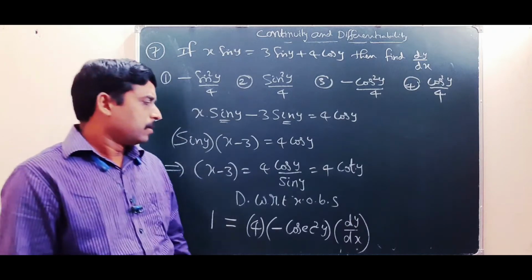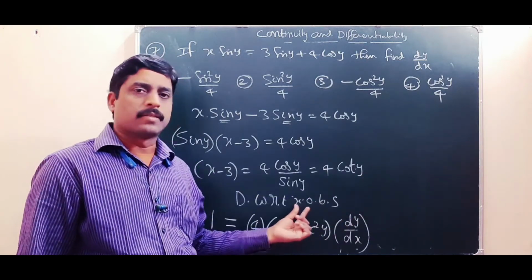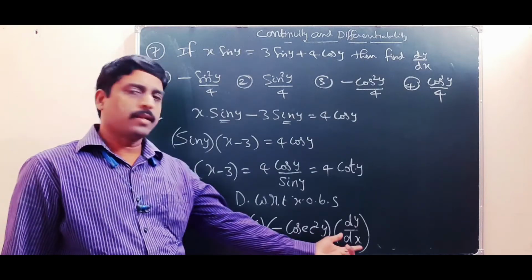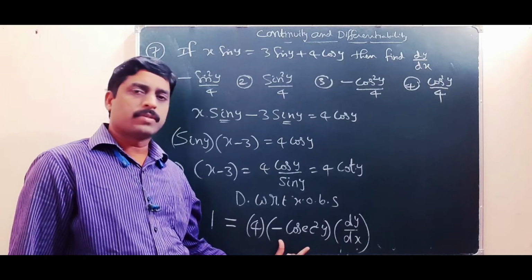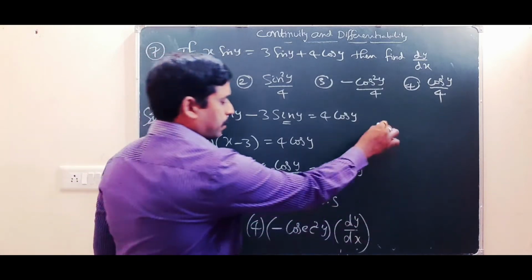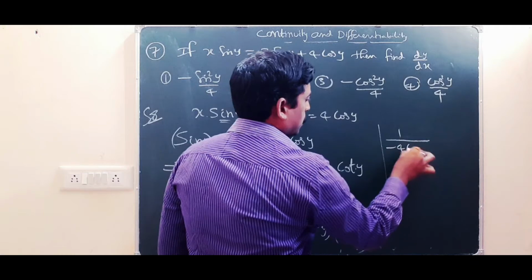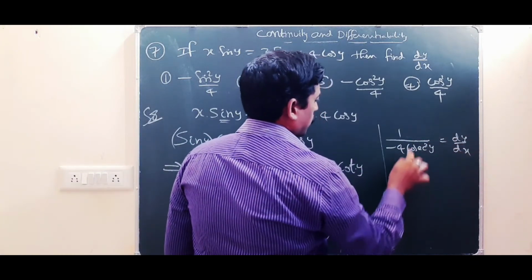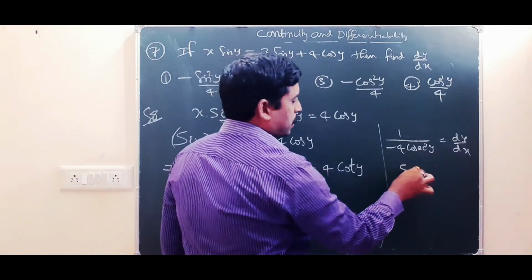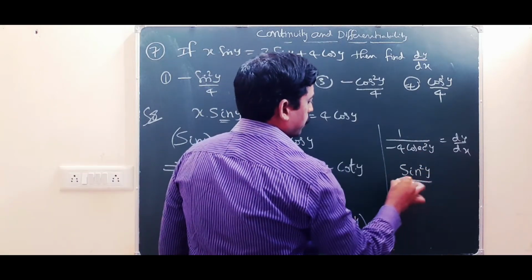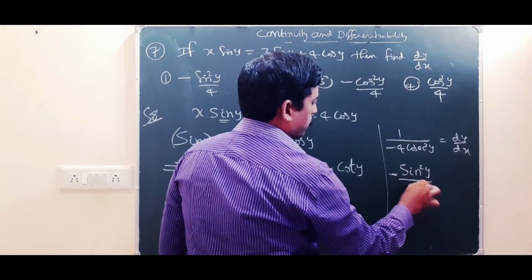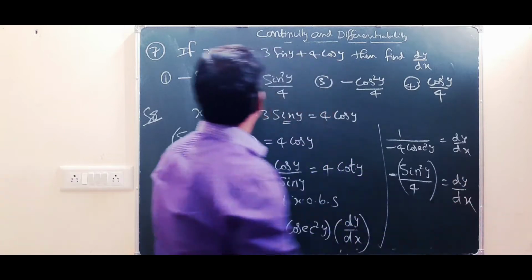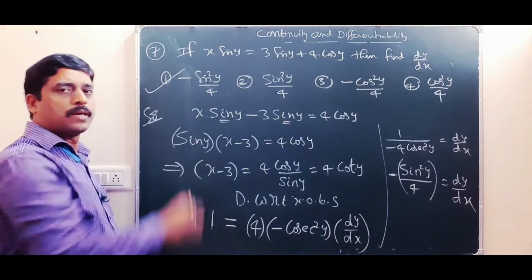Differentiation of y with respect to x gives dy by dx by using the chain rule. Our target is dy by dx. So minus 4 cosecant square y, bring to the left side: 1 by minus 4 cosecant square y equals dy by dx. 1 by cosecant square y is nothing but sin square y, so sin square y by minus 4. So minus sin square y by 4 equals dy by dx. So which option is correct? Option 1 is correct.